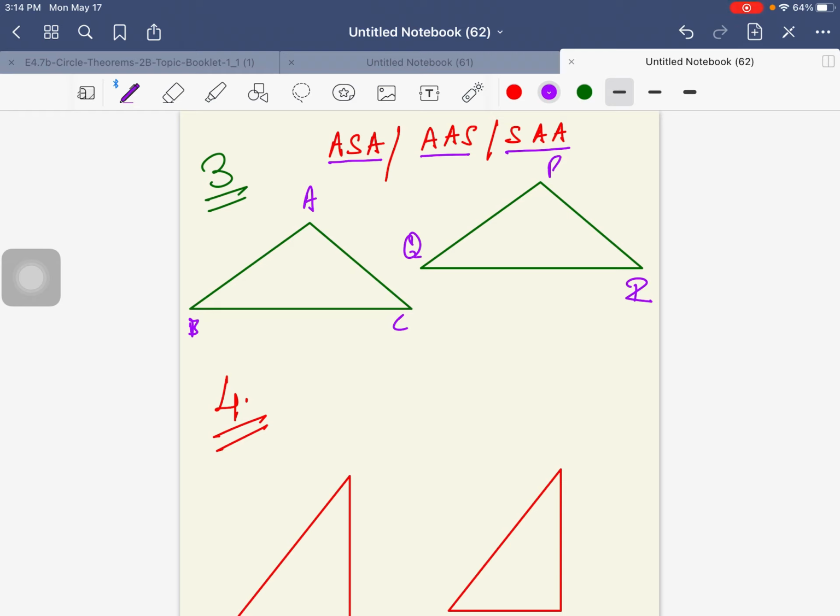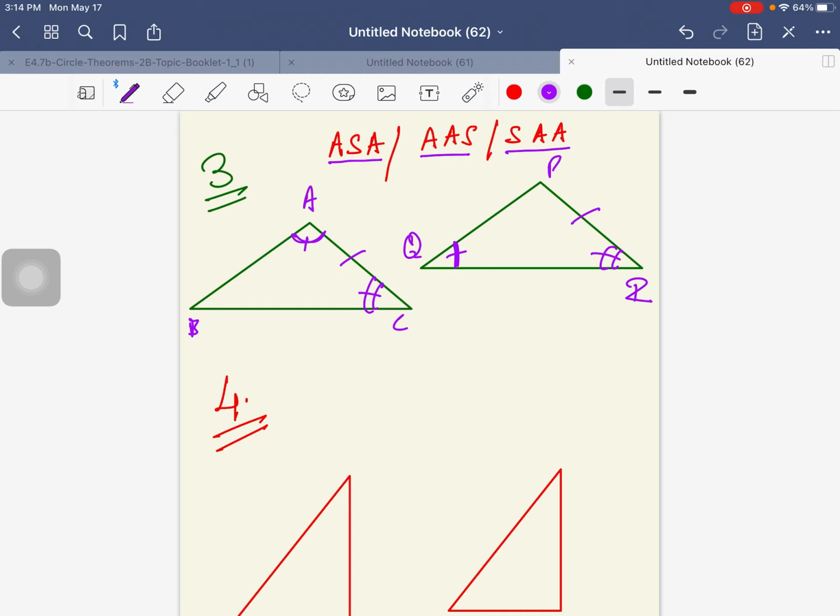I will explain here. If I assume that this angle is equal to this angle, and suppose this angle is equal to this angle, then we need a side. Doesn't matter, we don't take the side AC or PR.